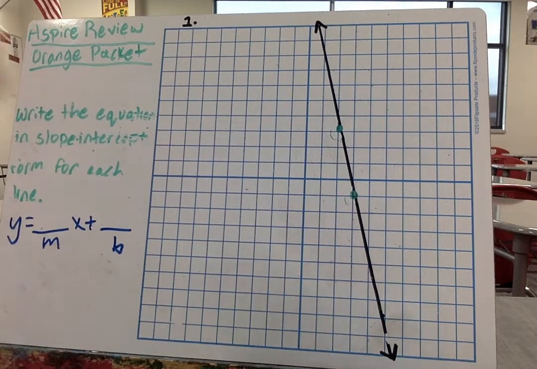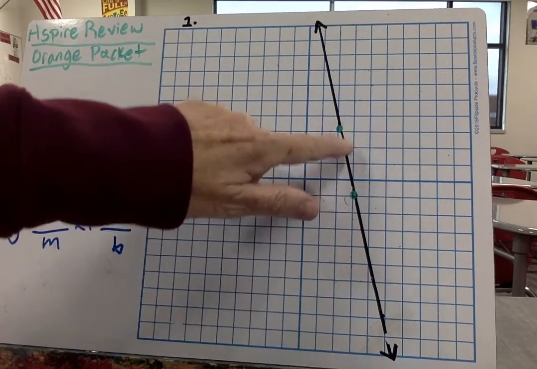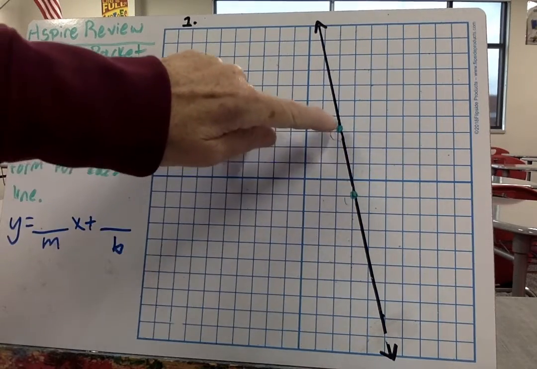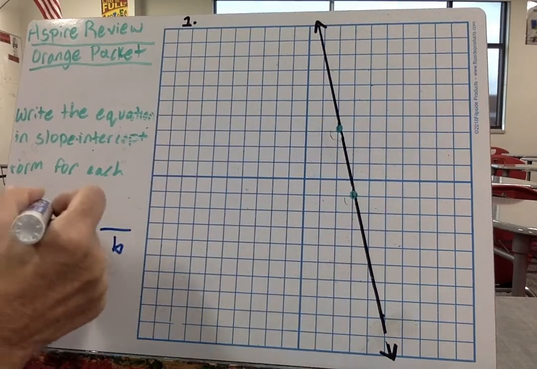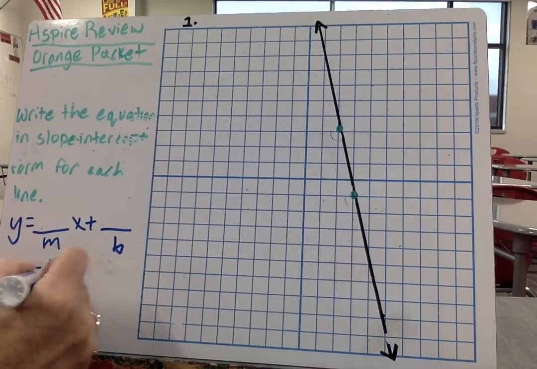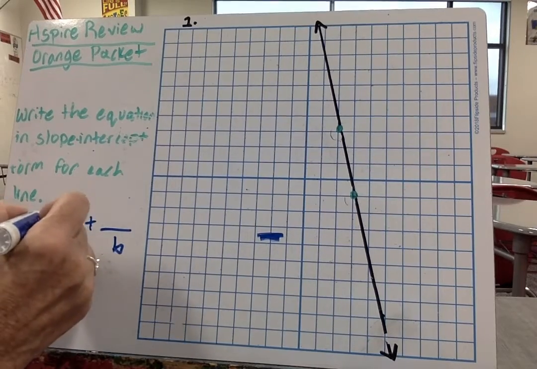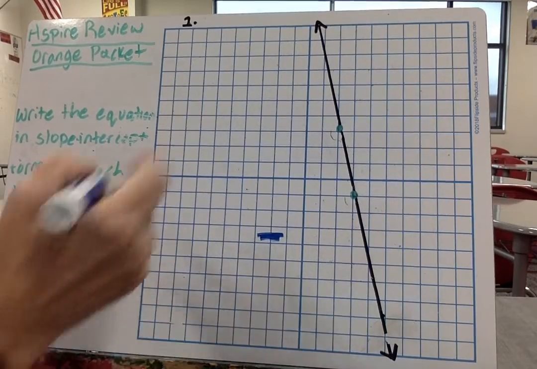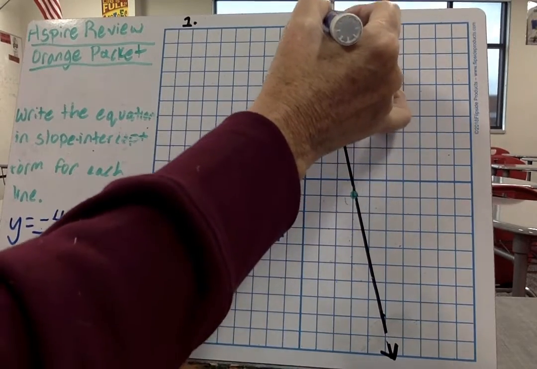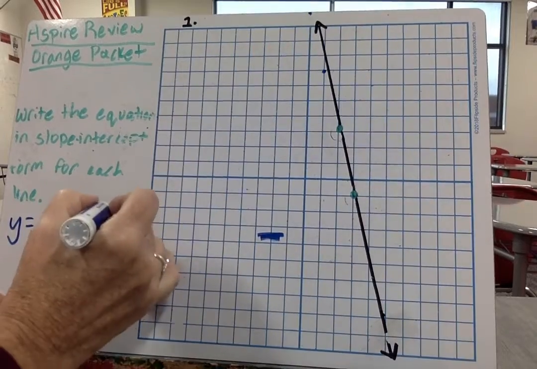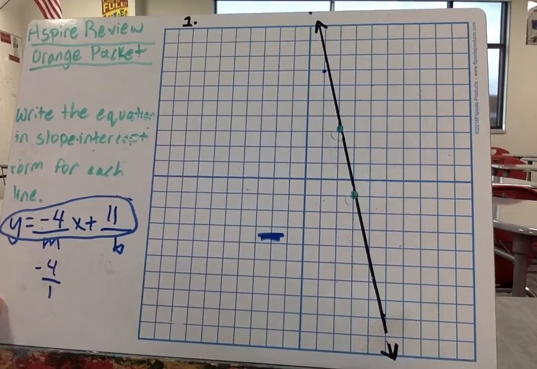Can we see where it's going to cross? I'm not sure. Let's see. 1, 2, 3. Let's do the slope first. So we go down 1, 2, 3, 4 over 1. So we could say it's negative 4 over 1 because down and to the right is a negative slope. So we can simplify that and say it's negative 4x plus, let's see where it's going to cross. 1, 2, 3, 4 over 1. So is that going to be at 11? So y equals negative 4x plus 11.